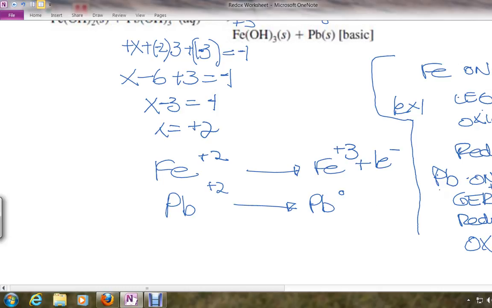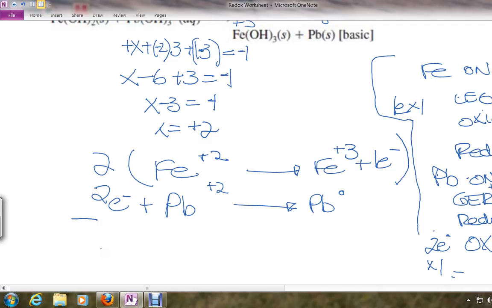And where do they go? You got 2 electrons that are being gained, and you have only 1 Pb. So it's 2 electrons. So you're gaining 2 electrons here. So you multiply the half reaction of the iron, and this would be the oxidation half reaction.